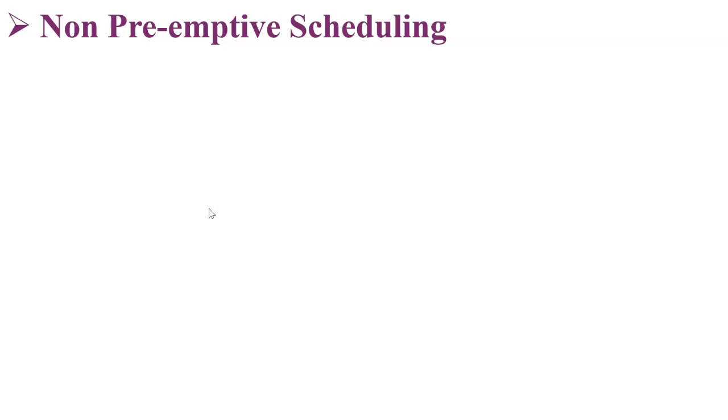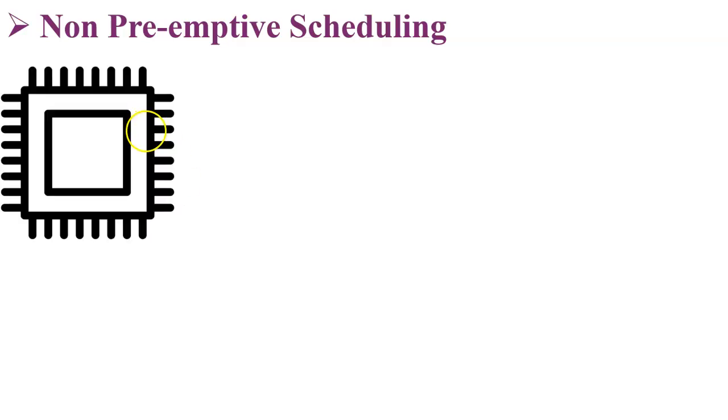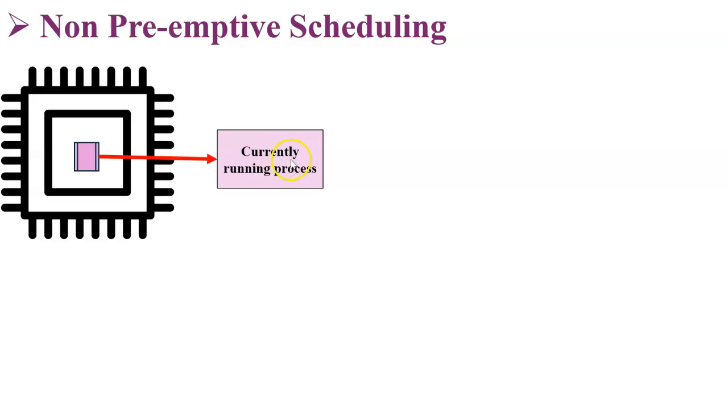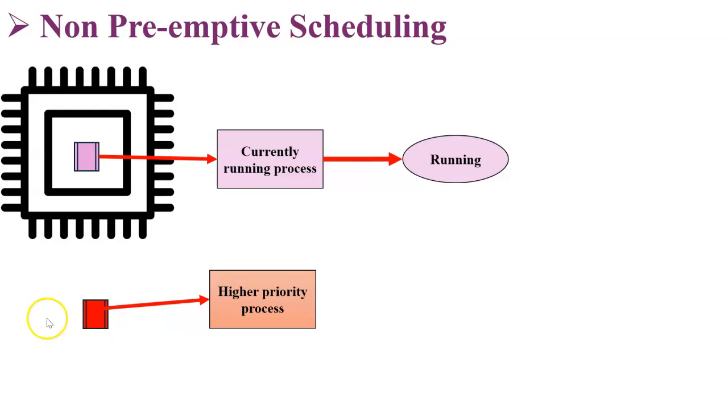Then let us go to non-preemptive scheduling. Again we will try to understand this concept with the help of animation. Here this is a process which is already executing on the CPU. This is the current running process, and obviously that means it is in the running state. Now what happens in this scenario? A higher priority process comes into the picture. It also wants the CPU to be executed.